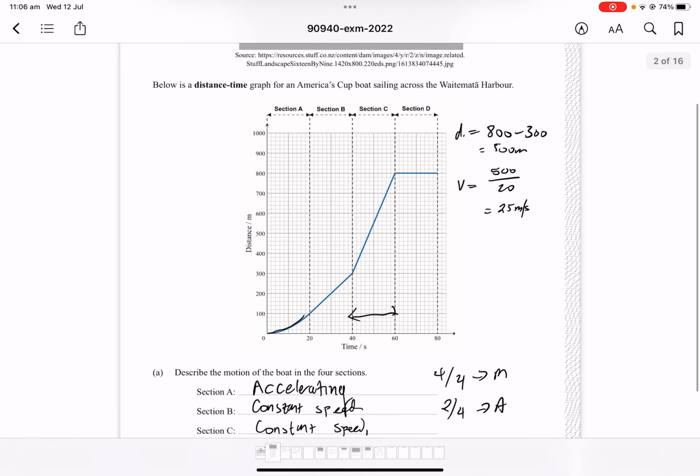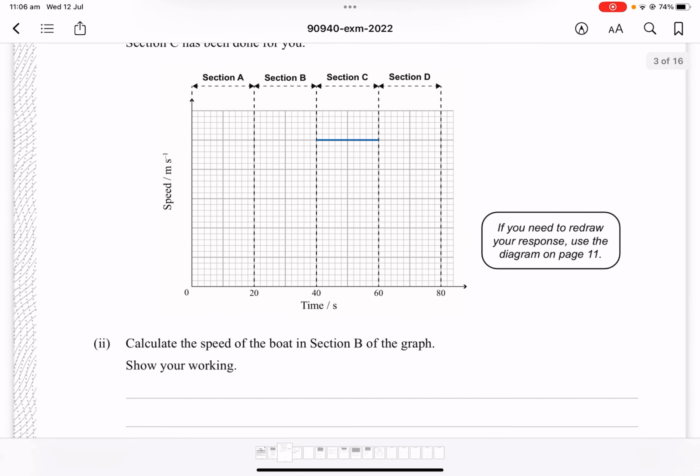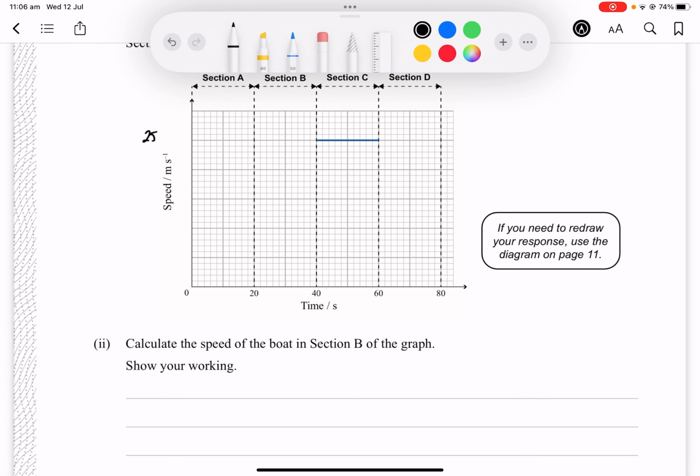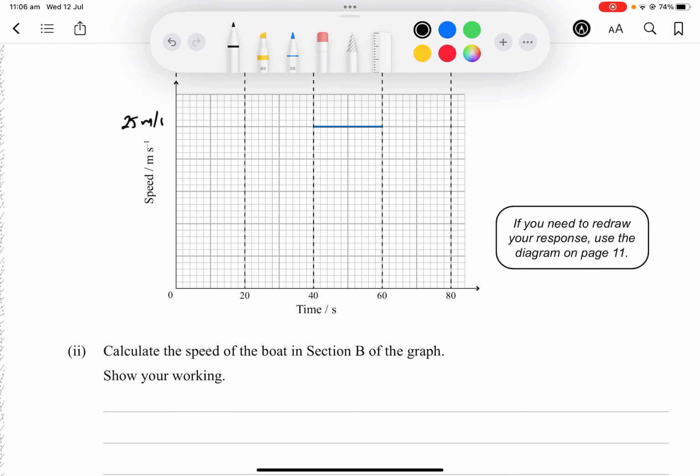So with respect to the graph, if we look here, this is 25 meters per second. And therefore, each one of these gridlines is equal to 5 meters per second. So each of these is 5, 10, 15, and 20. Okay, so let's look at section A. For section A, we are going to be accelerating. And for the purpose of NCEA Level 1, we're just going to assume that we're accelerating at a constant rate.